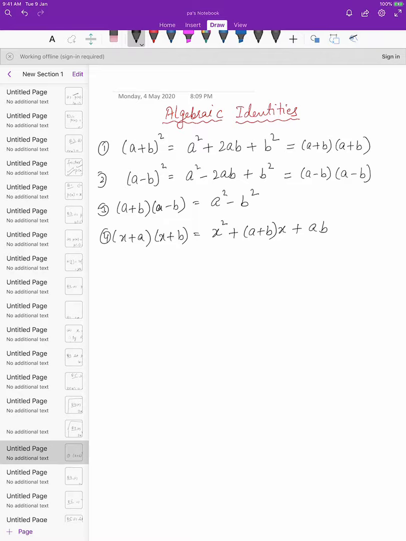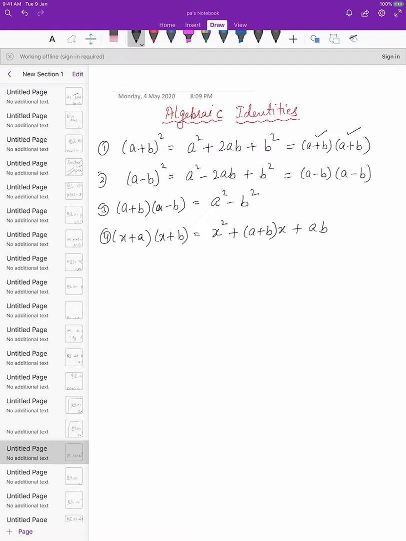Third identity is (a plus b) into (a minus b), which is equal to a square minus b square. And the fourth identity is (x plus a) into (x plus b) is equal to x square plus (a plus b) into x plus ab. Now one thing you all can observe very easily here, that in all the 4 identities we are using the product of binomials. In the first identity we are taking 2 binomials exactly of the same type, that is (a plus b) into (a plus b).